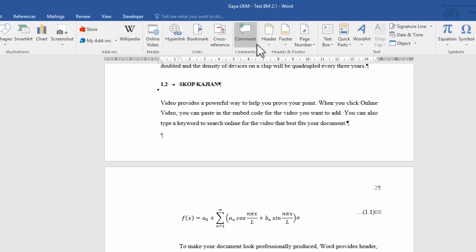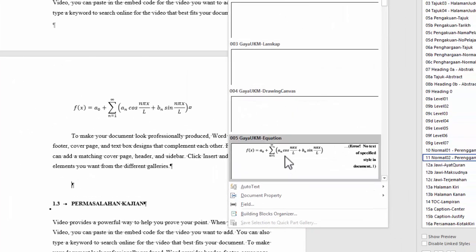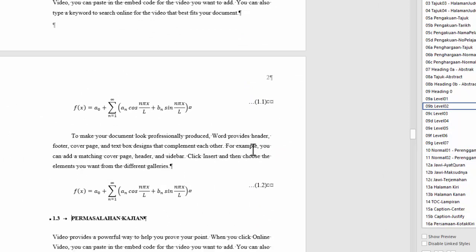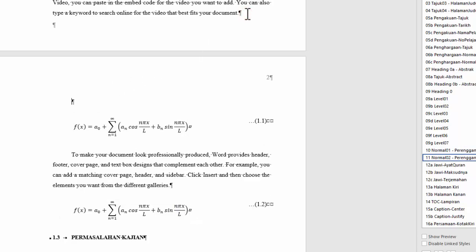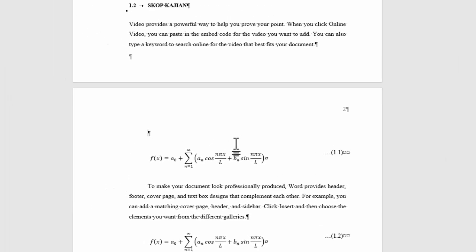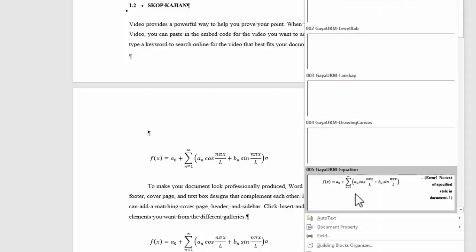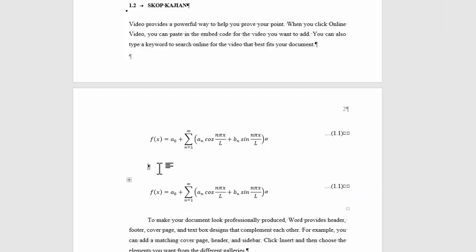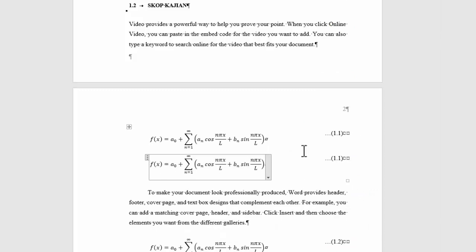Right, and if you need to add more equations, just repeat the same process again. Insert, quick parts, and then 005 Gaya UKM equation, and that should bring up a new template with the corresponding number. If you create another equation before the first equation, as if you edited your thesis to add an equation before the one you have done, let's test that. When you do that, the numbering does not change.